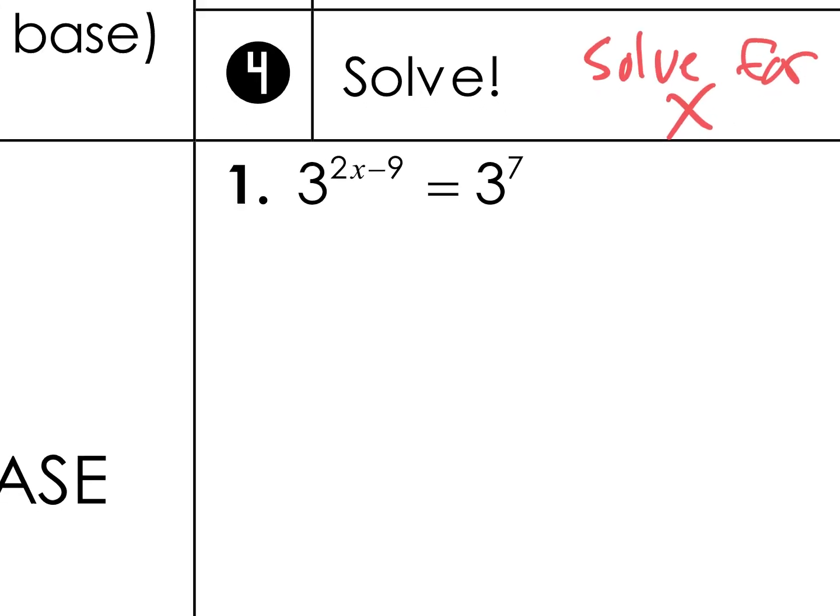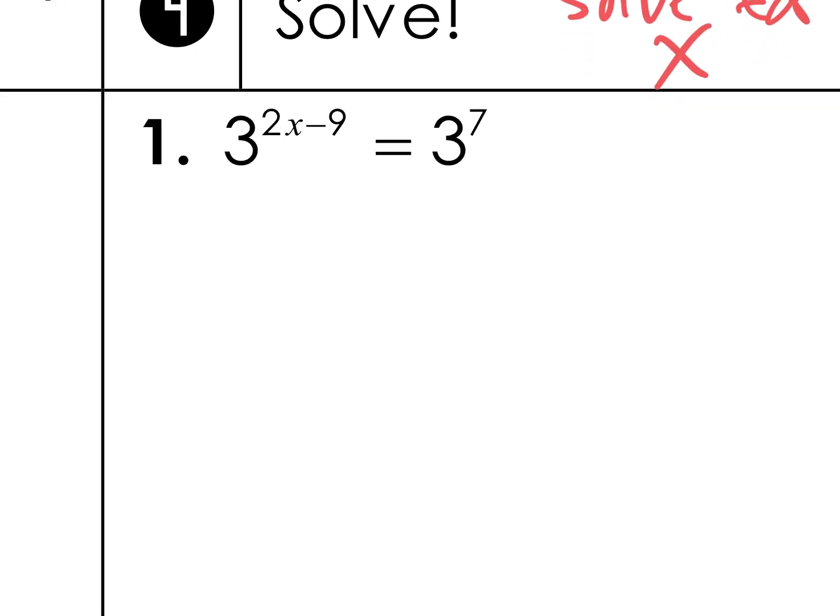Number one, I don't have to do step one because I already have a common base. What is my common base? 3. And is it one of them on each side? Yes. Then all you got to do is use the one-to-one property. What do you know is true? Yes, the 3 equals 3. Is that what you want me to write down? Will that be very helpful? No. What do I write down? 2x minus 9. What about it? Is equal to 7. There's your x equals y.